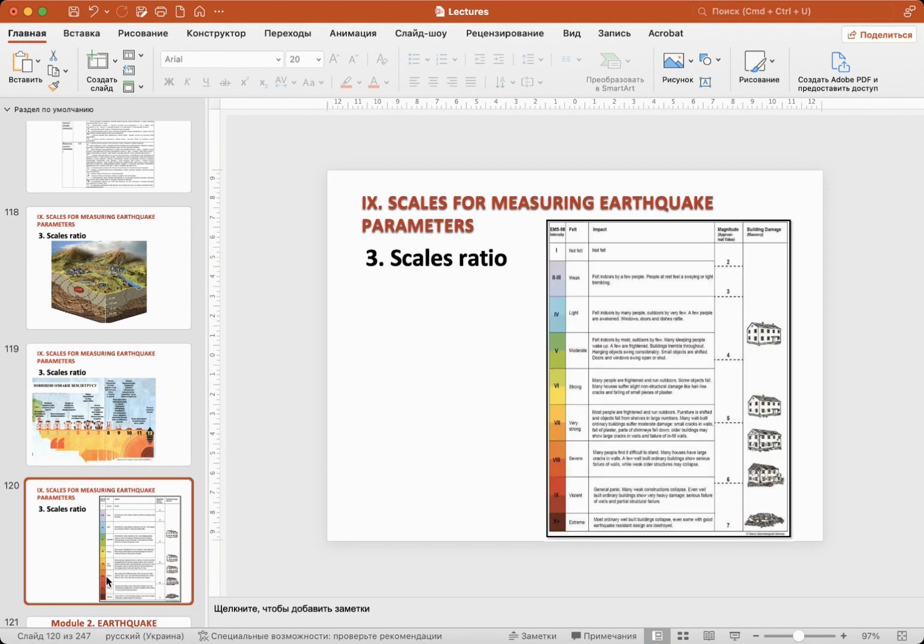Next, the ratio in the form of a table gives us an ability to understand the ratio between intensity in EMS and the same intensity in these two scales, and the comparison of these scales with the magnitude. For example, we can find that intensity 11 or 12 starts from magnitude 7.